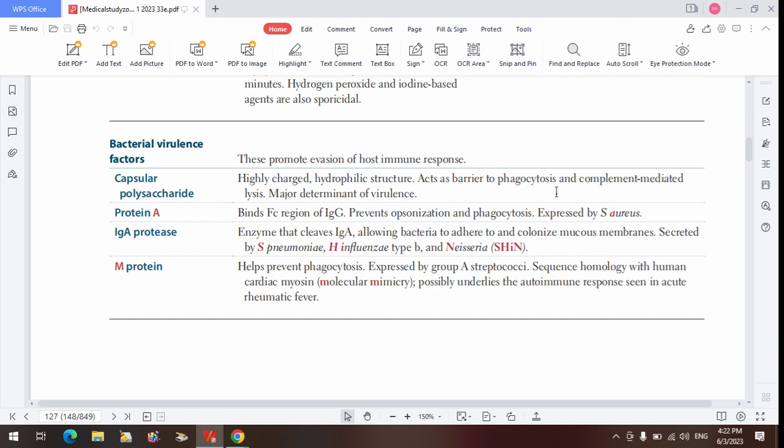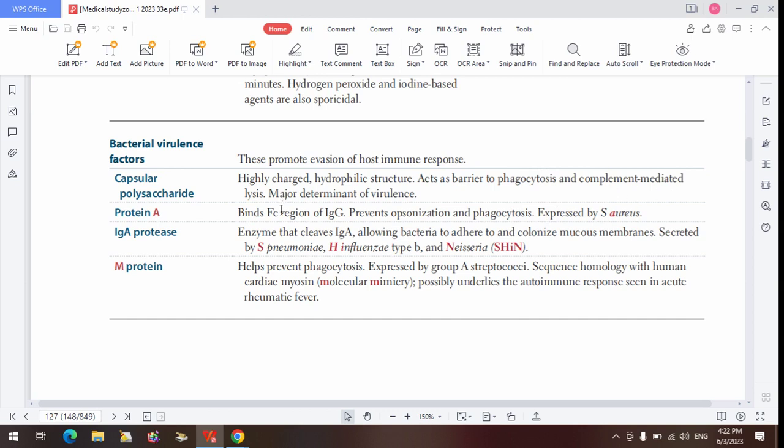So we explained why it can protect against phagocytosis: because they don't contain protein. It is polysaccharide. It is carbohydrate. And macrophages don't engulf carbohydrate directly. You have to opsonize them before they can be engulfed. It also protects against complement-mediated lysis.